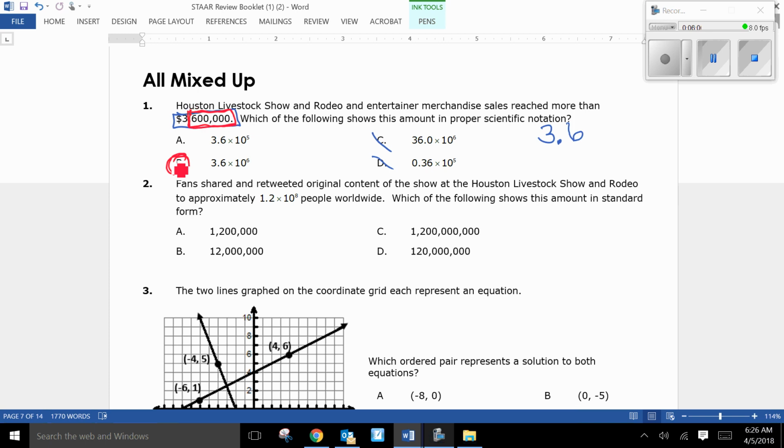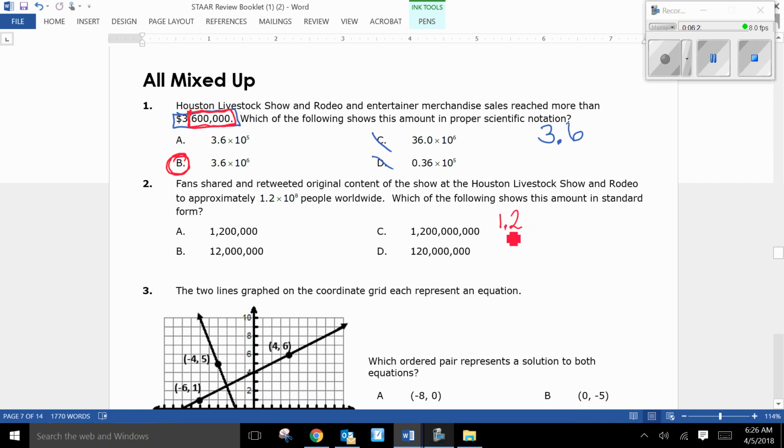Number 2, fans shared and retweeted original content of the show at the Houston Livestock Show and Rodeo to approximately 1.2 times 10 to the 8 people worldwide. Which of the following shows this amount in standard form? Okay, so 1.2 times 10 to the 8.